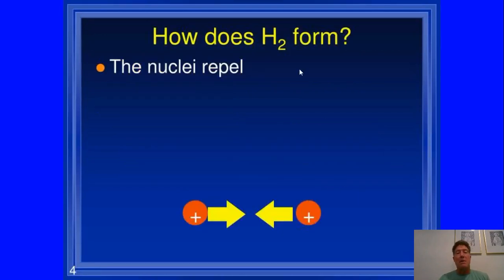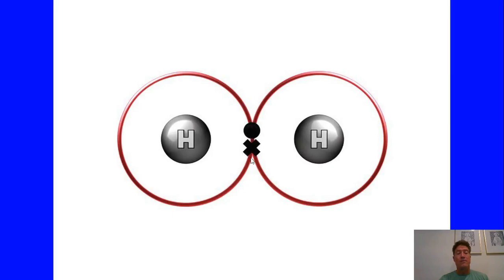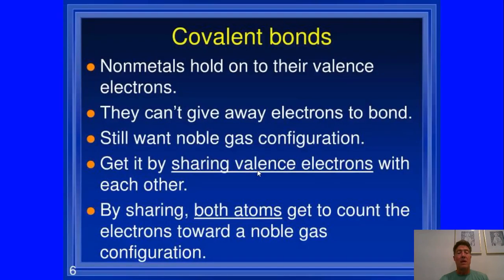How does the diatomic molecule H2 form? The nuclei would repel each other. They want to stay as far away from each other as possible. But they are attracted, the nuclei, to electrons. And so they can share those electrons. Each hydrogen atom donates one electron, and they both end up sharing this common pair. And so this is what it looks like in symbolic form. This is what's known as a covalent bond.